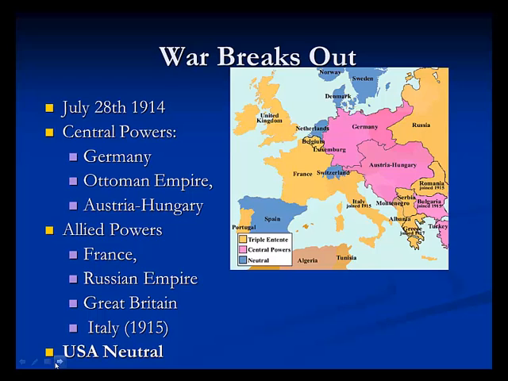The First World War was fought between two opposing sides. On one side, you had the Central Powers consisting of the German Empire, the Ottoman Empire, and the Austro-Hungarian Empire. Its opposite was known as the Allied Powers, which consisted of Great Britain, the Russian Empire, France, and starting in 1915, Italy. As I said previously, the USA's role at this time was officially neutral, although as we will discover later on, it is clear the United States favored one side over the other.